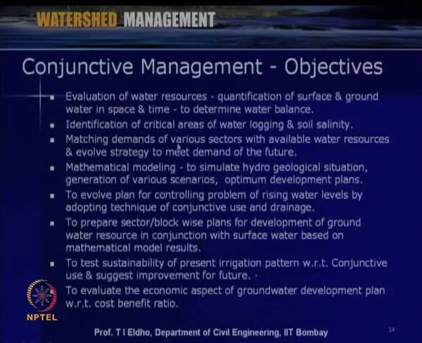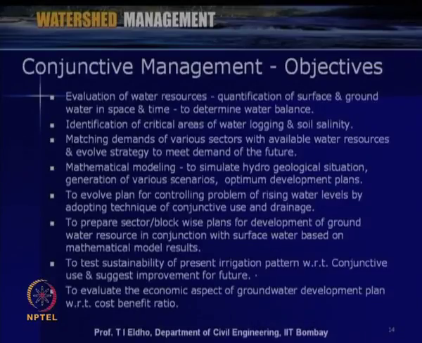Then matching the demands of various sectors with available water resources and evolving a strategy to meet the demand of the future. So, we have to make appropriate plans so that the present demand and then future demands can be met using the conjunctive management plans. Then most of the time, as far as surface water is concerned, we can estimate the availability, but as far as groundwater is concerned, it is very difficult to estimate how much water is available. So, that way we have to go for mathematical modeling.